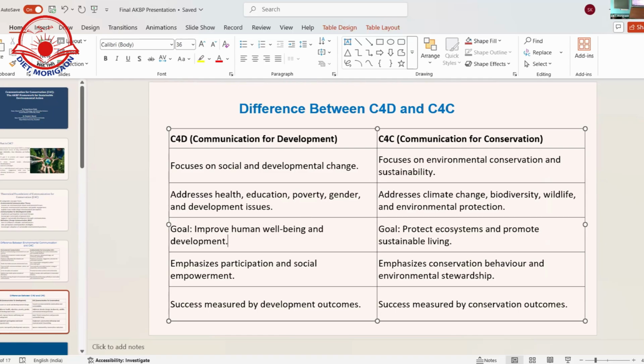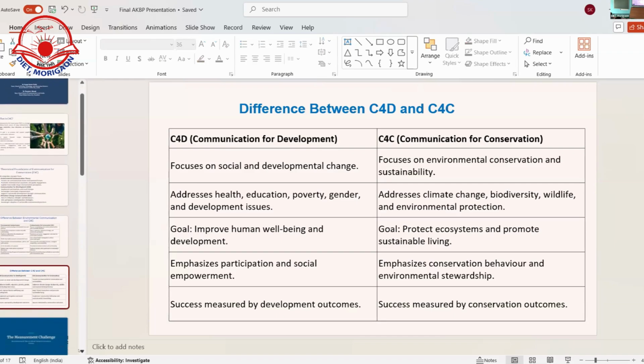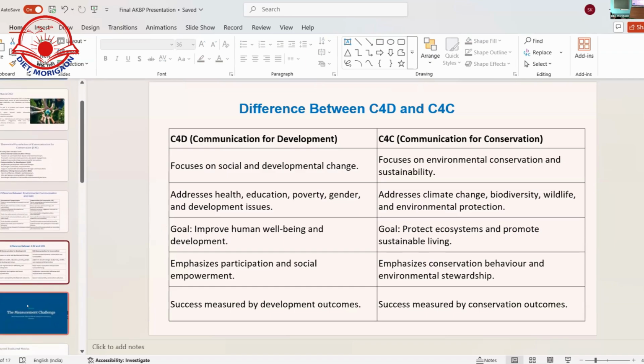But C4C is a little bit different. It focuses on environmental conservation and sustainability. It addresses climate change, biodiversity, wildlife, and environmental protection. Its goal is to protect ecosystems and promote sustainable living. It emphasizes conservation behavior and environmental stewardship, and its success is measured by conservation outcomes. But in the case of C4D, its success is measured by development outcomes. So these are quite different, but still they have much to share between them.